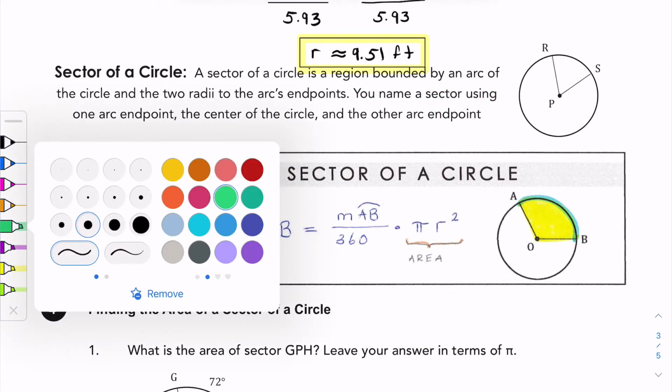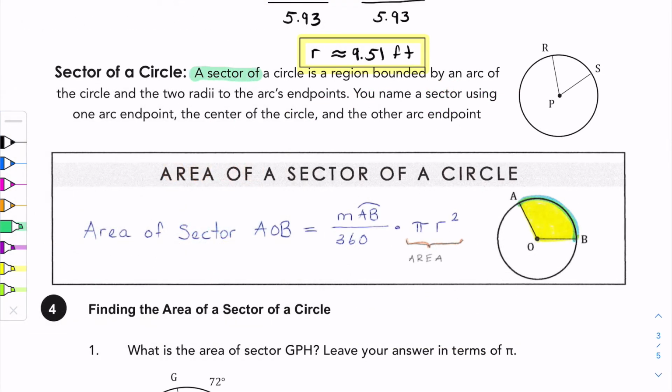Next up, we're looking at the sector of a circle. A sector of a circle is a region bounded by an arc of the circle and 2 radii to the arc's endpoints. You name a sector using one arc endpoint, the center of the circle, and the other arc endpoint. So you're finding the area, say, of this small segment here. So you're finding the area of one slice of pizza instead of the whole pizza.